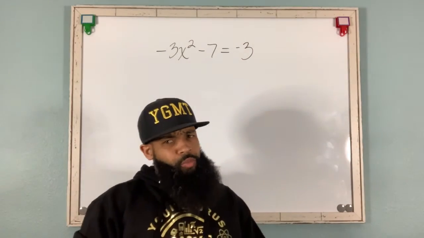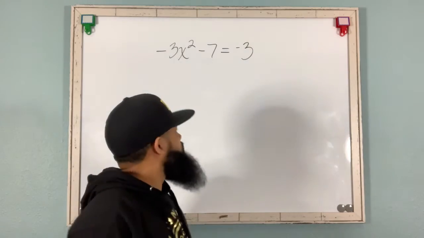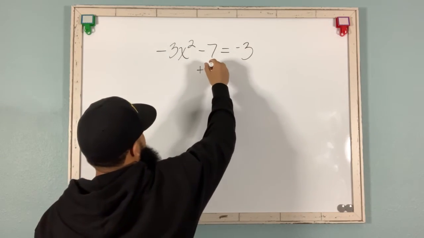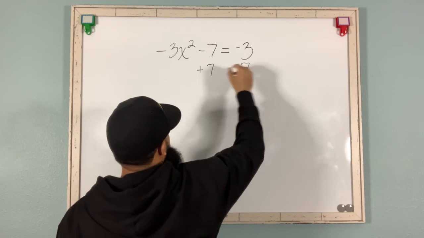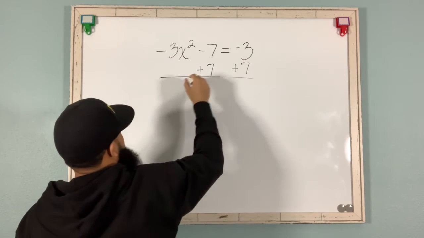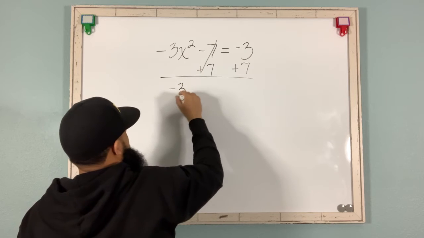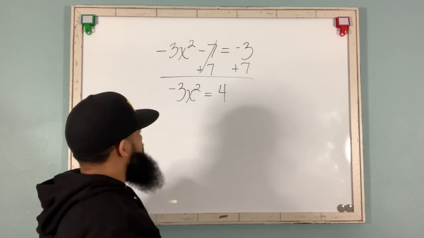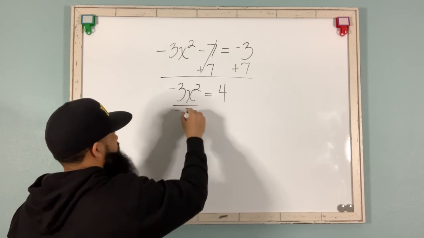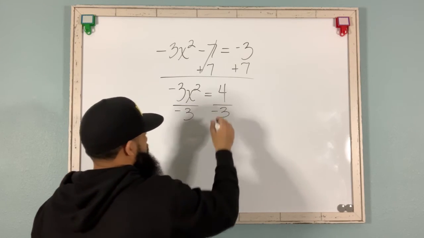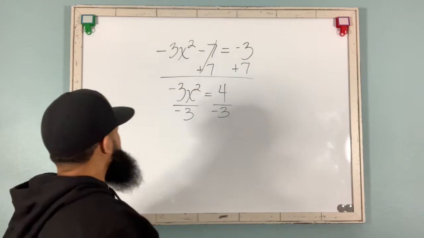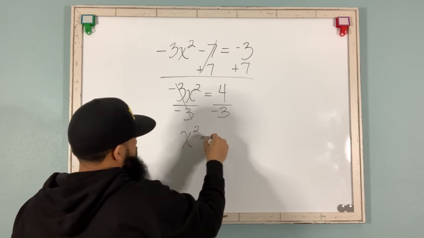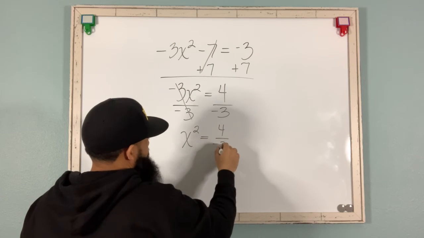Now this last one's a little more intricate, but we're gonna solve it because I got the solution. Let's add 7 to both sides. Boom, and that cancels. We get negative 3x squared equals 4. All right, so I want to divide by negative 3. X squared equals 4 over negative 3, right?